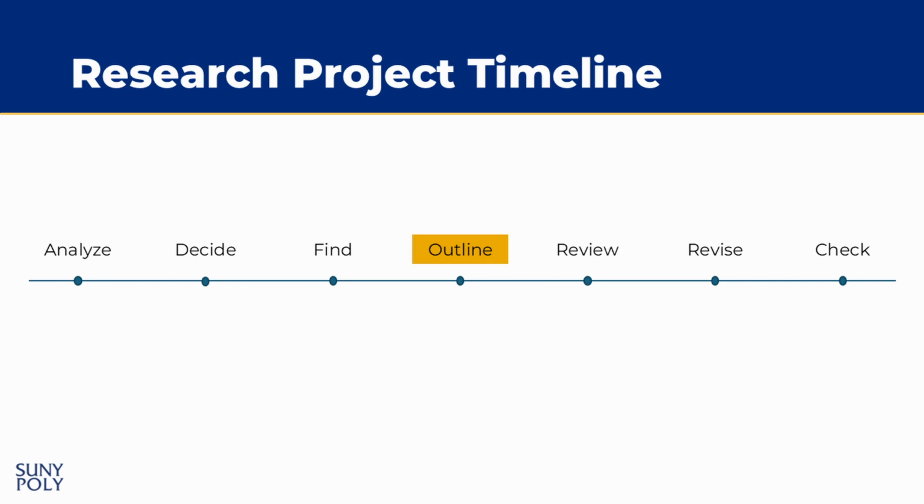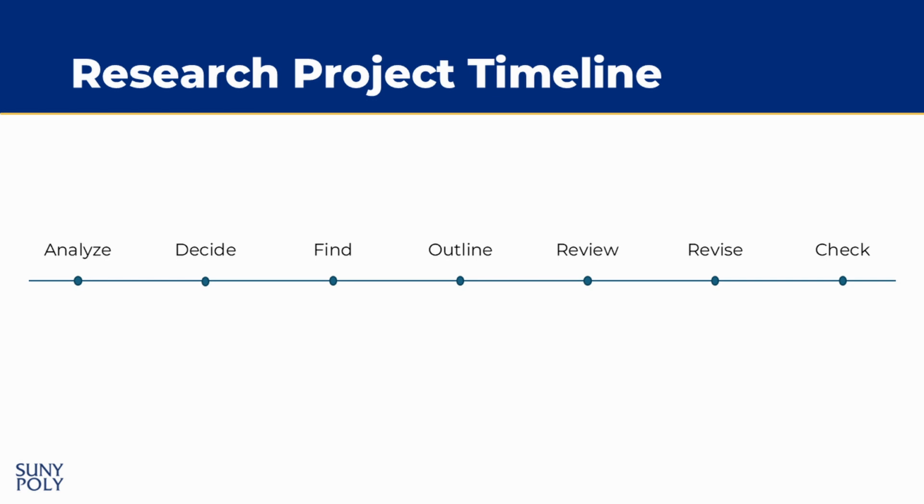Outline the paper by writing a rough draft. Review your draft for any errors and fill in any missing information. Revise your draft for grammatical, spelling, and citation errors. Check it one last time and then submit.